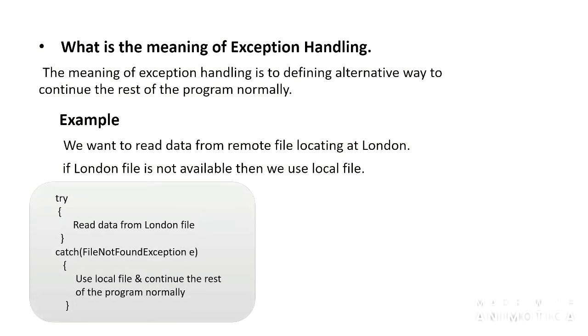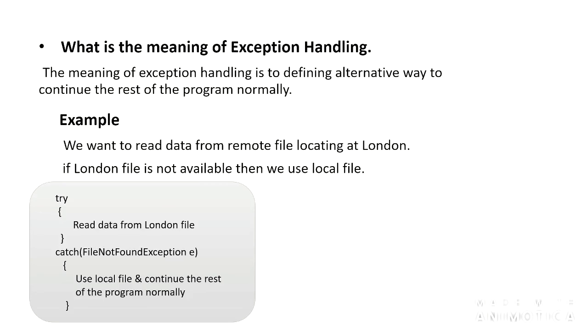Try block: the code which may raise an exception, we write in the try block. To solve this exception problem, we write an alternative code in the catch block. If we try to accommodate this example in code, let the try block read data from the London file, that is, read the data which is available in the London file. But if the file is not available in London, we provide an alternative way: use the local file and continue the rest of the program normally.